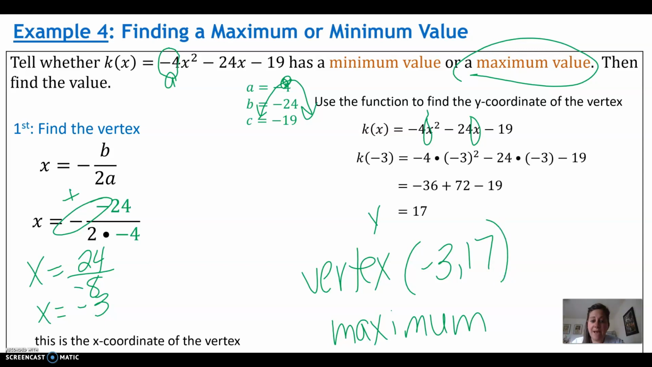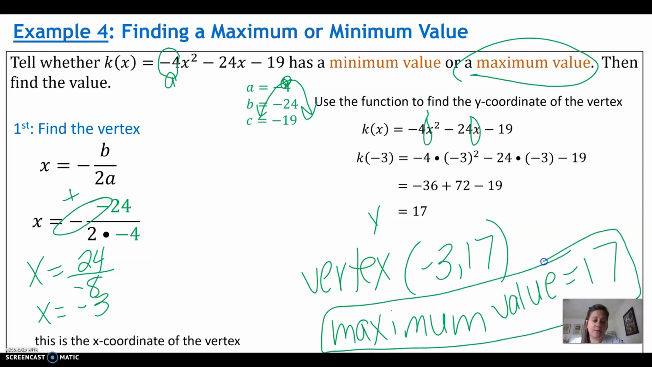Now it's a maximum point. So the maximum value is going to be 17. So this is your answer because it's the y value. It's the highest point of your parabola, and you always take the y value. Okay, so extremely easy. All right, now I just want to show you one more thing.